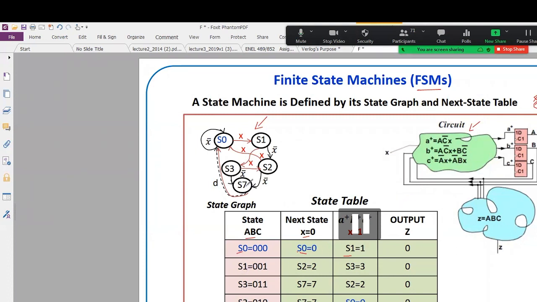If you're in state 1, if X is 0 you go to S2, and if it's 1 you go to S3. State 3 goes to either S7 or S2. It's here and here, and so on. An interesting one to note here is state 7. On the next clock edge, it automatically goes to state 0 no matter what. It doesn't depend on the value of X. And we've given some different outputs here, Z, based on the states. In this case, only in state 7 is the Z output 1. All the other states are 0.